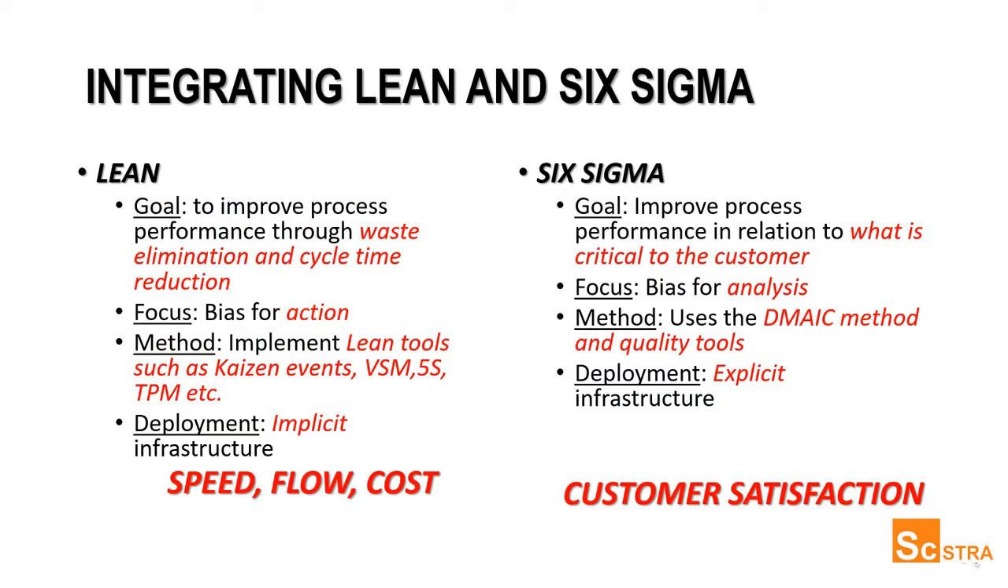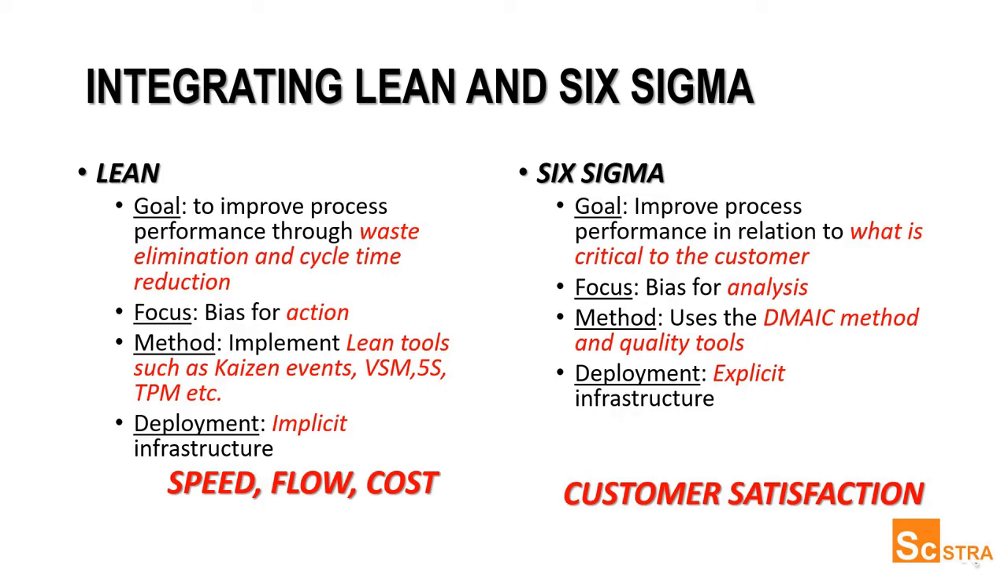Next is integrating Lean and Six Sigma. For Lean, the goal is to improve process performance through waste elimination and cycle time reduction, while in Six Sigma, the goal is to improve process performance in relation to what is critical to the customer. For Lean, the focus is bias for action. For Six Sigma, the focus is bias for analysis.